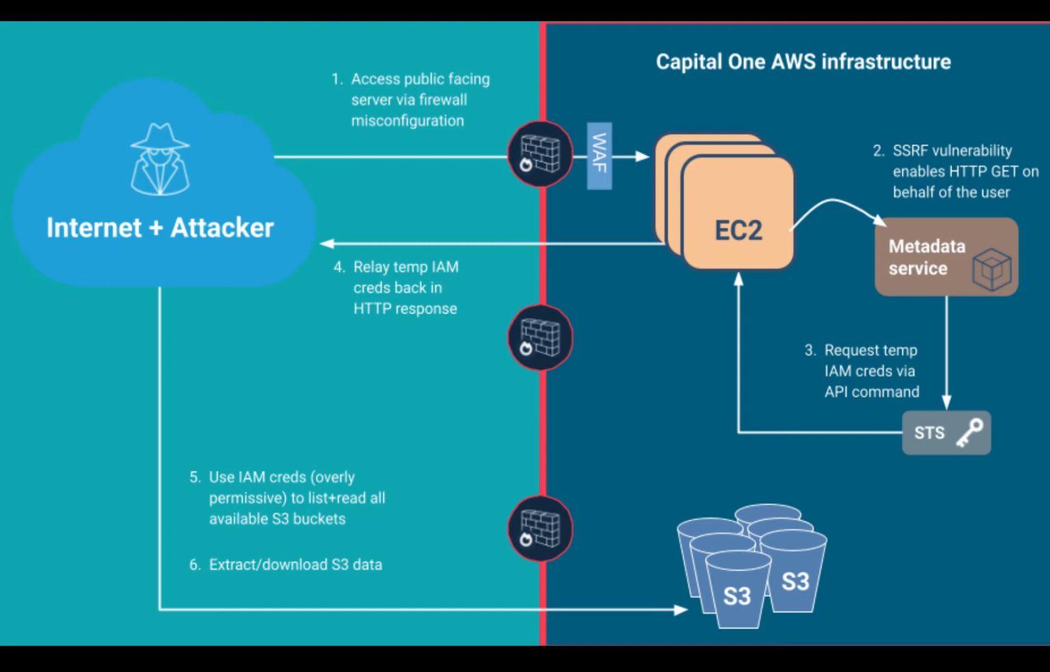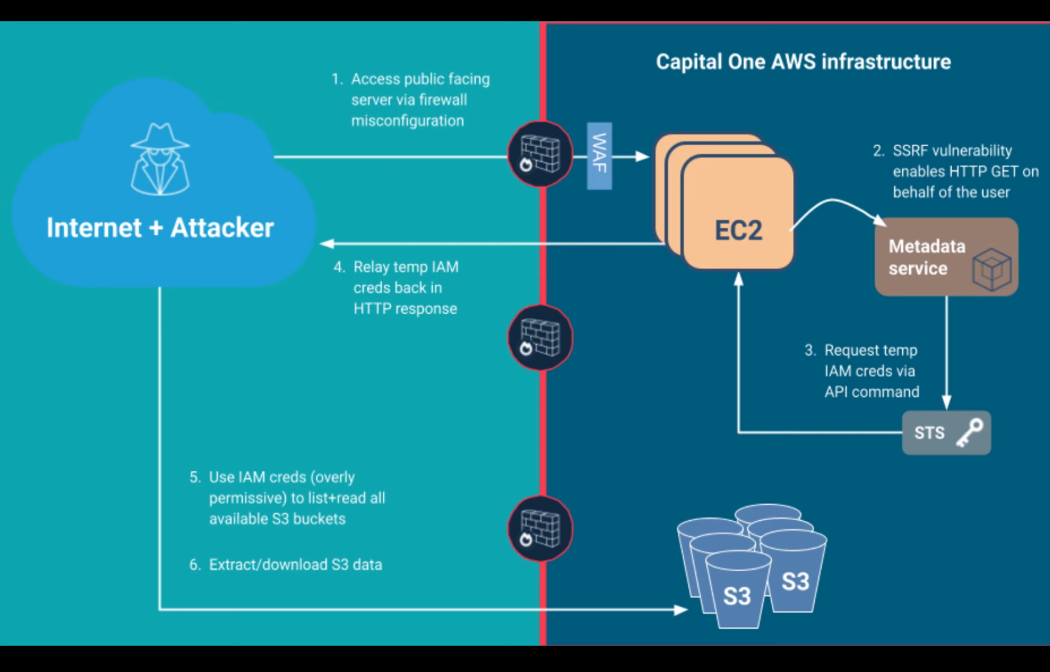Since the role in question was not properly restricted, the role credentials that were relayed back to the hacker allowed them to run AWS CLI commands that listed, read, and extracted data from hundreds of S3 buckets viewable to those permissions. As a result, the credit card information and other personal data of over 106 million CapitalOne customers in the US and Canada was compromised.